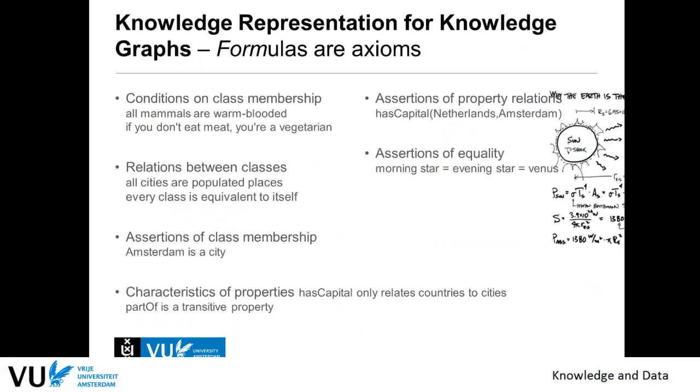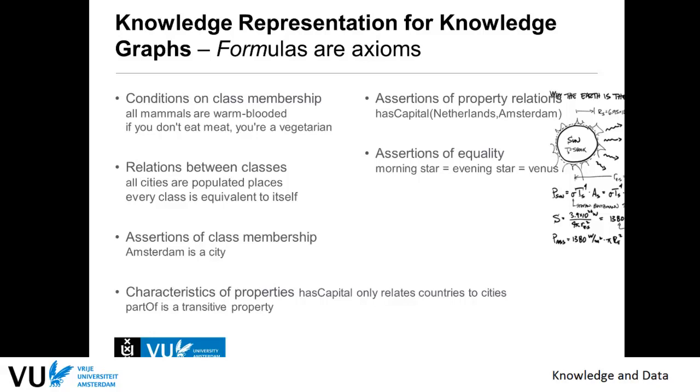So here are some examples of the kind of language elements that we need in our language. We want to talk about conditions on class membership. We want to be able to say that all mammals are warm-blooded. We want to say that if you don't eat meat, you're a vegetarian. We want to assert property relations, that there is a relation between the Netherlands and Amsterdam, that is, the has capital relation. We want to make assertions of equality. We want to say that the morning star is the same as the evening star and the same as Venus. We want to model relations between classes. We want to be able to say that all cities are populated places, or every class is equivalent to itself, which is a sort of meta statement about relations of classes.